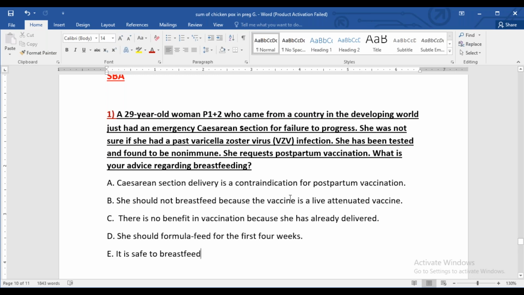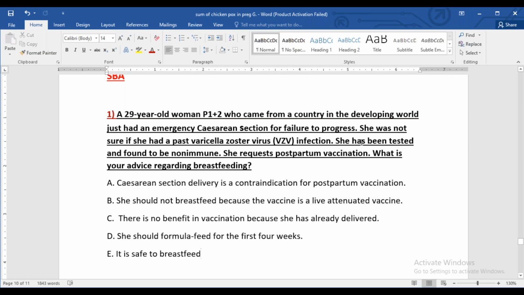But it is live attenuated, right? Yes, right. So we can breastfeed. It doesn't affect the baby. It doesn't pass into the breast milk. The only thing we fear is that if she has an active infection with an active rash near her nipple, the vesicular fluid may affect the baby. That's why if she has an active infection near the nipple, she can express milk and give it to the baby.